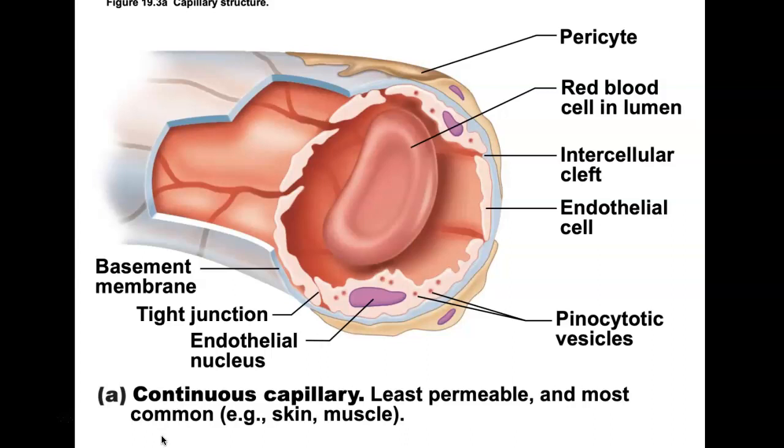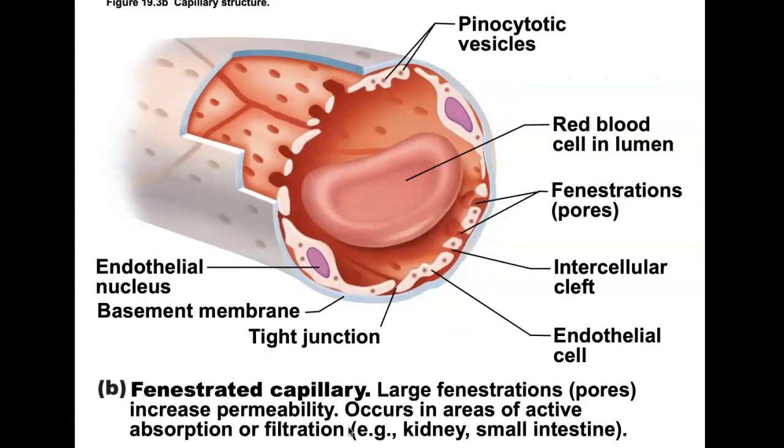So let's begin with the first one, which are the continuous capillaries. These are the least permeable and the most commonly found. They're abundant in the skin, the muscles, the lungs, and also the central nervous system. They often have associated pericytes, which are those contractile stem cells that can generate new vessels, and they can stabilize the capillary wall and help control the permeability.